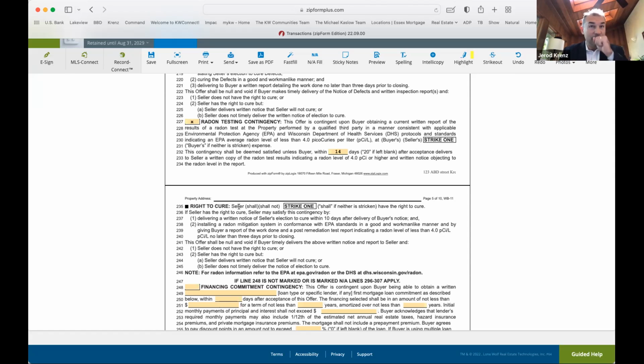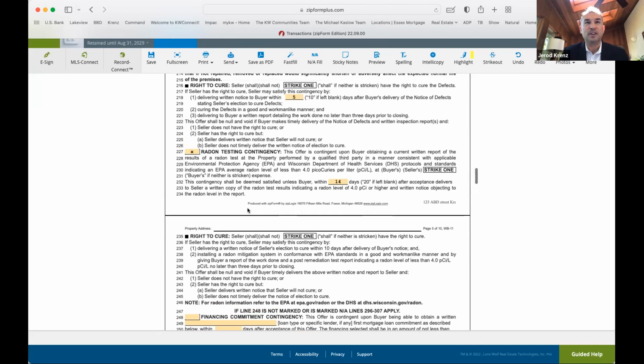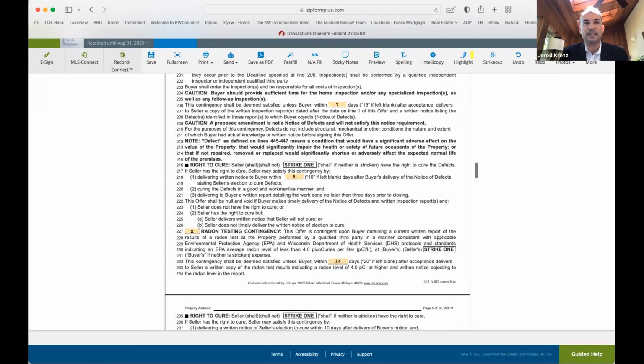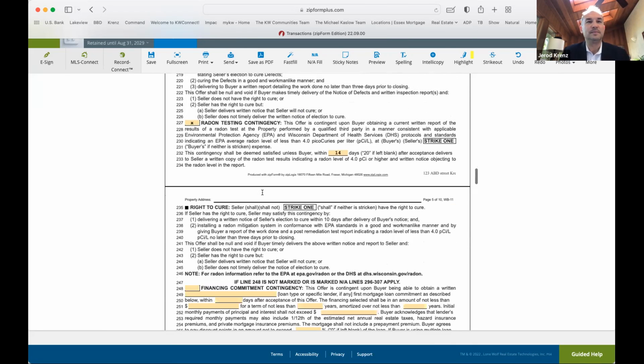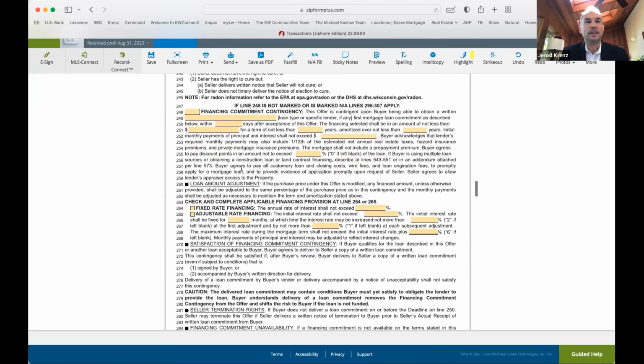And again, here, seller shall have the right to cure or shall not have the right to cure on the radon. I've never seen a shall not have the right to cure with the radon, because usually it's putting in a system. So most of the time we see shall. You still have that same opportunity on the inspection, shall or shall not. But most of the time we see shall on both of those.